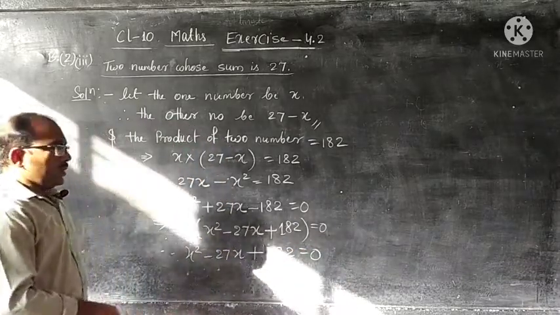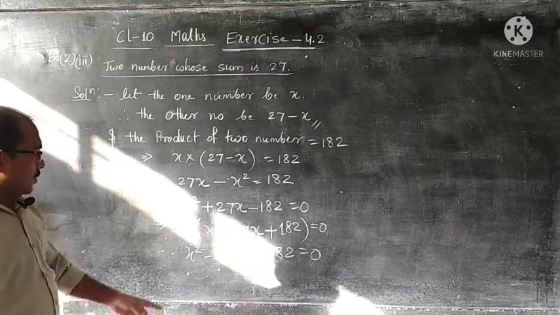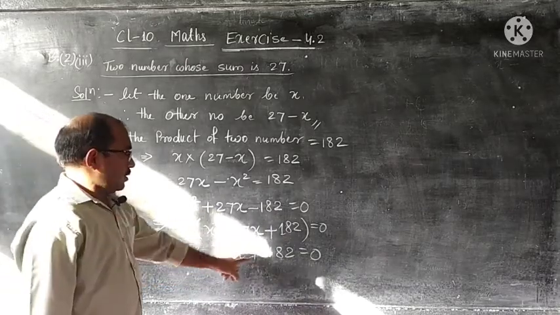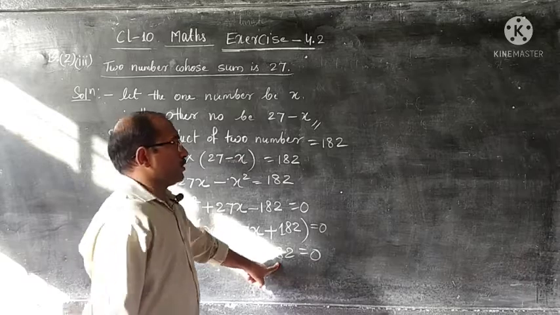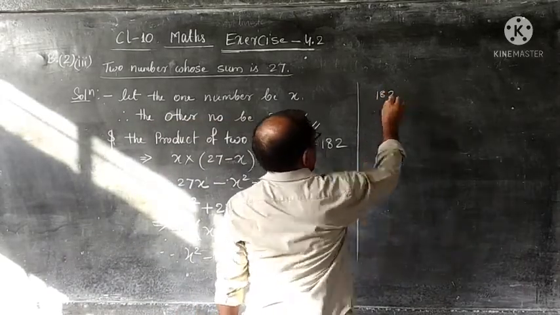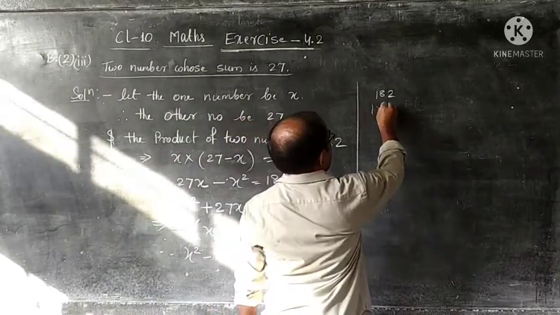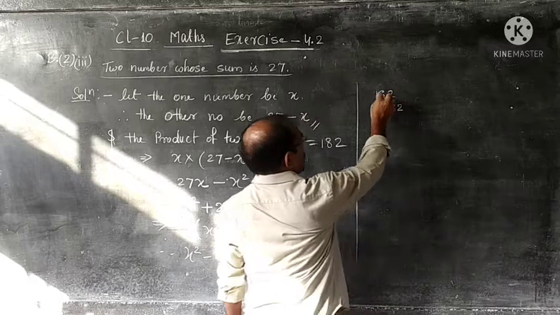And then we are using the factorization method. So let's factorize. What do we do here? First term coefficient 1, last term constant 182. So we need to get the factors of 182. So start: 1 is a factor of every number. 1 into 182.